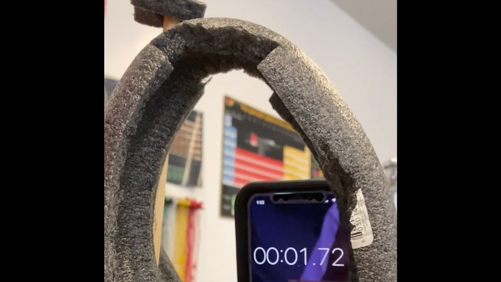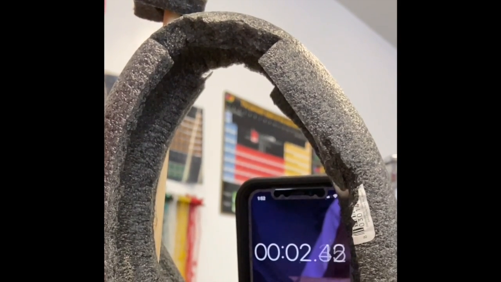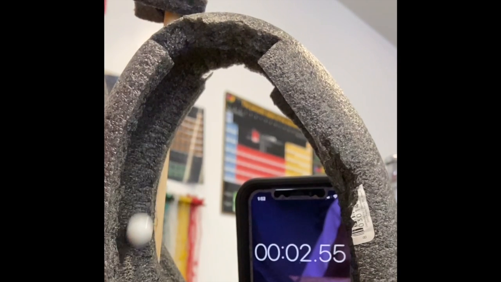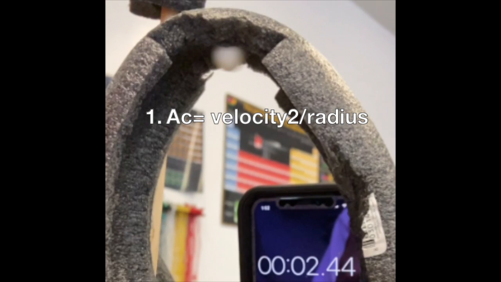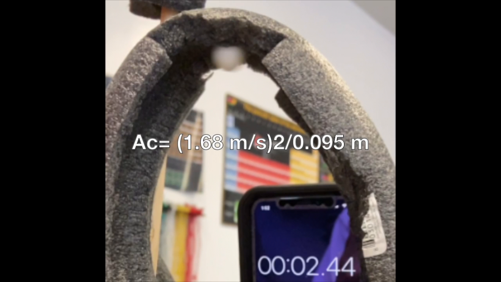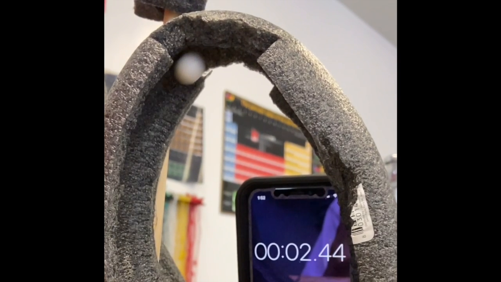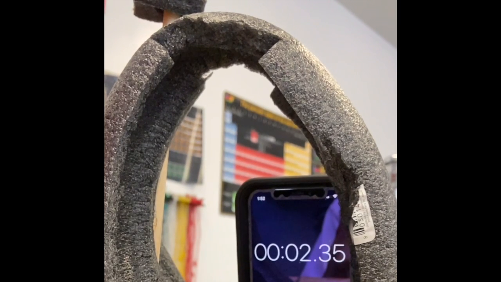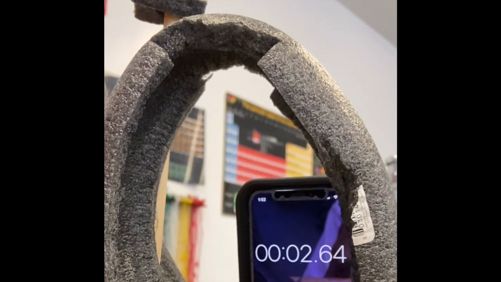In order to find whether or not the marble will drop off the track during the loop, we must calculate the centripetal acceleration at the top of the loop, as that is where the velocity will be the least. The formula is centripetal acceleration is equivalent to velocity squared over radius. Substituting numbers in, we get centripetal acceleration is equal to 1.68 meters per second squared divided by 0.095 meters. The centripetal acceleration is 29.71 meters per second squared. And since 29.71 meters per second squared is greater than the acceleration of gravity, which is 9.8 meters per second squared, the ball is able to pass through the loop without dropping.